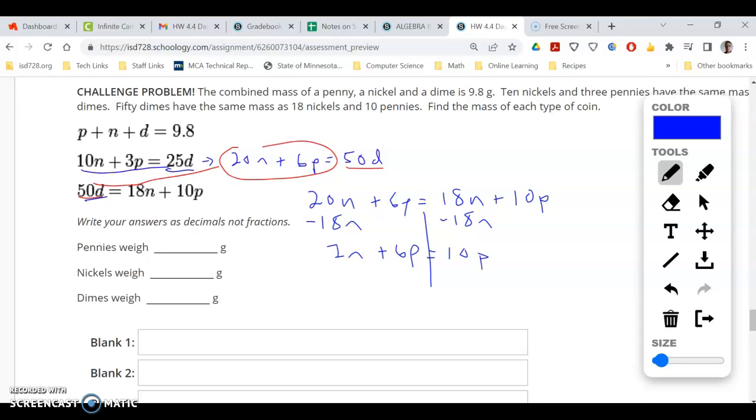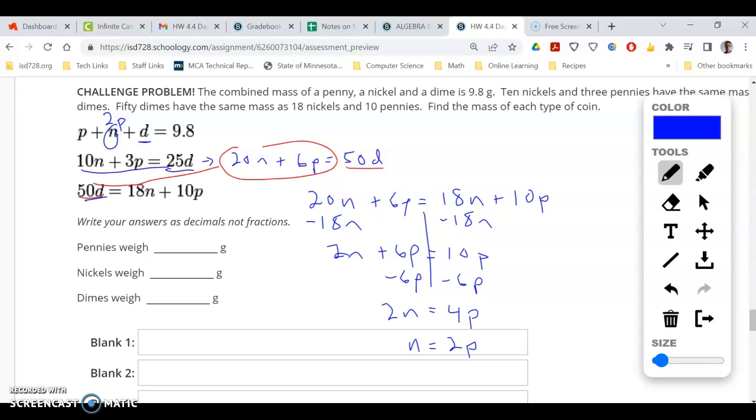Now I'm going to minus, sorry, this is 2 nickels, minus 6 pennies. So we get 2 nickels is equivalent in weight to 4 pennies. Then to make it a little cleaner, I can divide by 2 and say a nickel is equal to 2 pennies. So back up to my original equation here. Now I know this nickel is worth 2 pennies, so any place I have nickel, I can replace it with 2 pennies. I still need to do this for dimes, right?